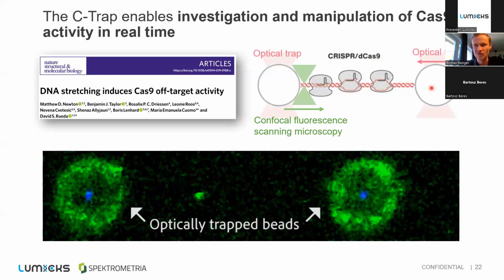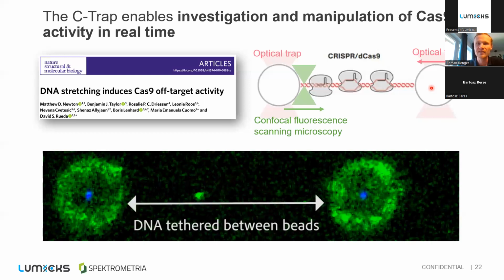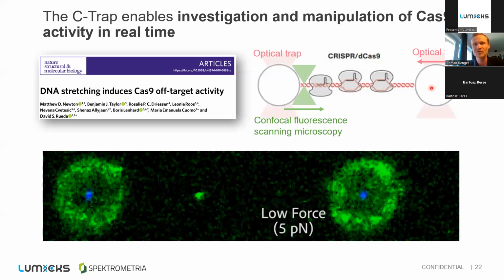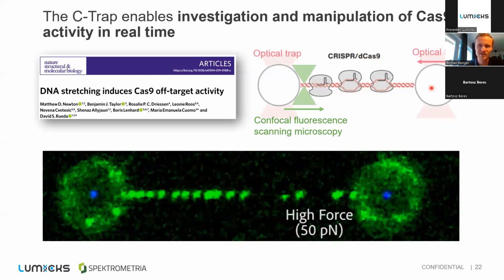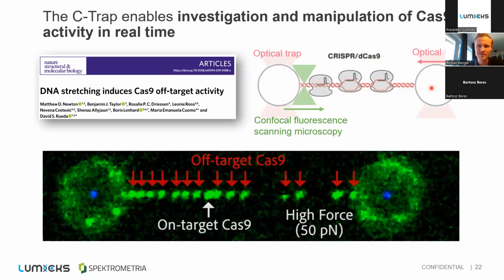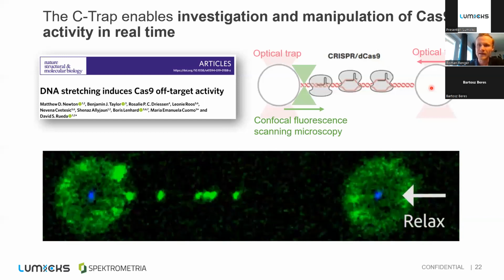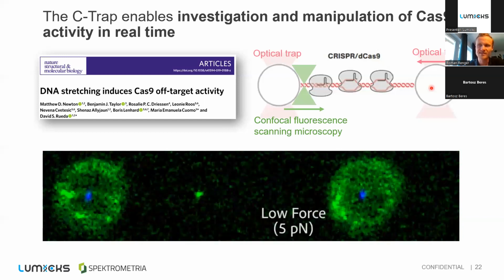So you have these two optically trapped beads, which appear green here, and you have the DNA tethered between these two beads. You already see that at low force, you have this on-target Cas9 complex bound. Now, what you can do is pull the DNA and increase mechanical tension. And indeed, you see that at higher forces, which are still biologically relevant, a lot of off-target binding happens. So that means that in the real world, in the cell, if you have this DNA under tension, for whatever reason, you increase the tendency of Cas9 to bind to very random positions on the DNA.